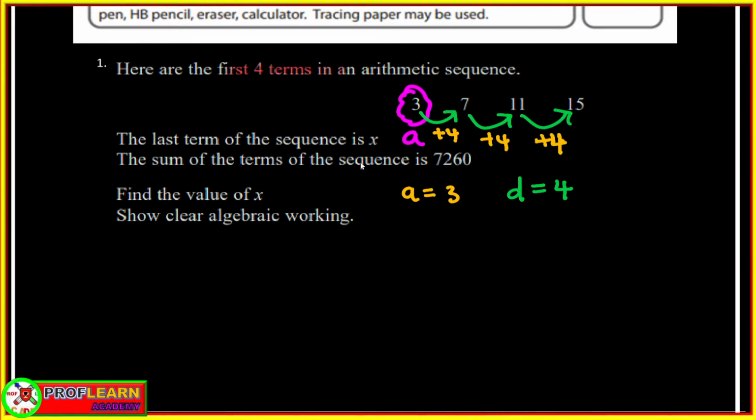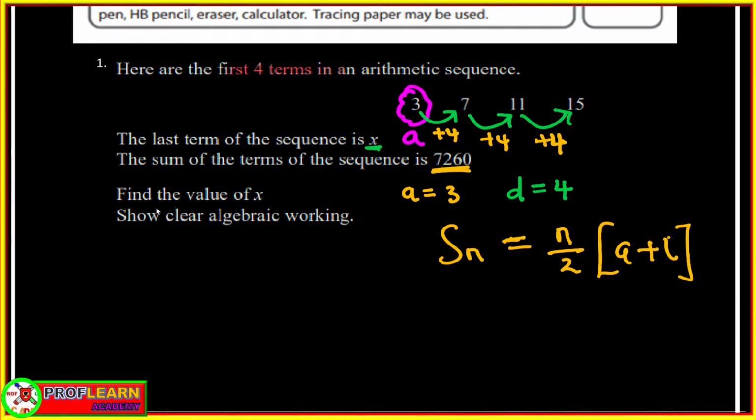Now, the last term of the sequence is x. At this point, we need to remind ourselves of the formula that relates to the sum of a given number of terms. Sum of n terms equals n over 2 into (a plus l). This is the formula you will use when you are given the first term and the last term. We are told the last term of the sequence is x, and the sum of the terms of this sequence is given. So find the value of x.